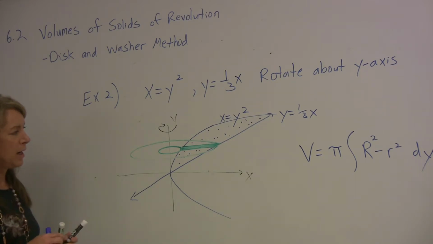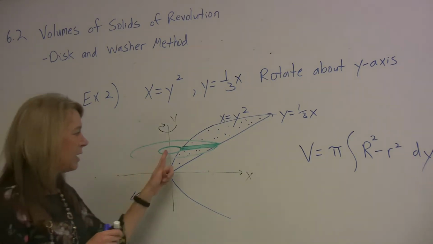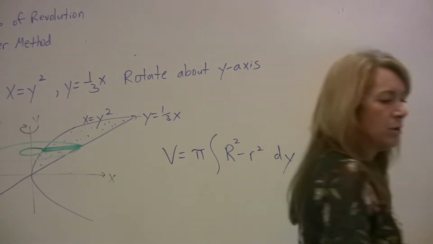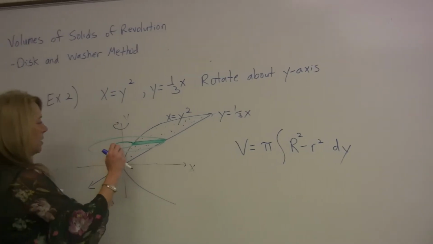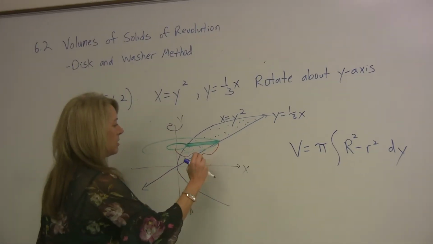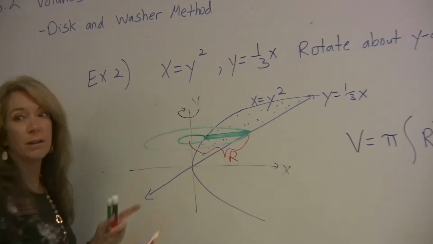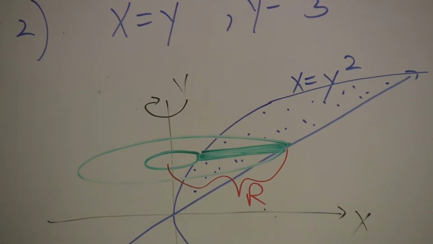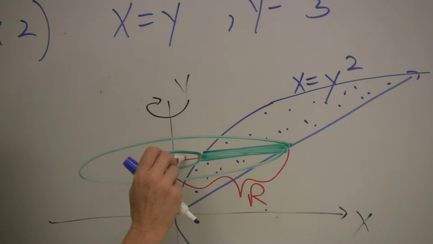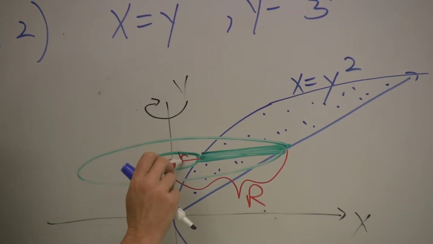So big R squared is the distance from the origin out to this function. This is big R, all the way out to there. And this little guy in here is little r. It's a little tiny r in there.